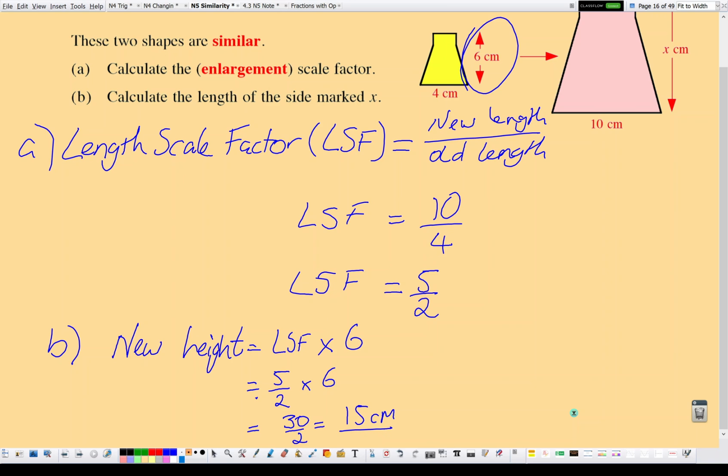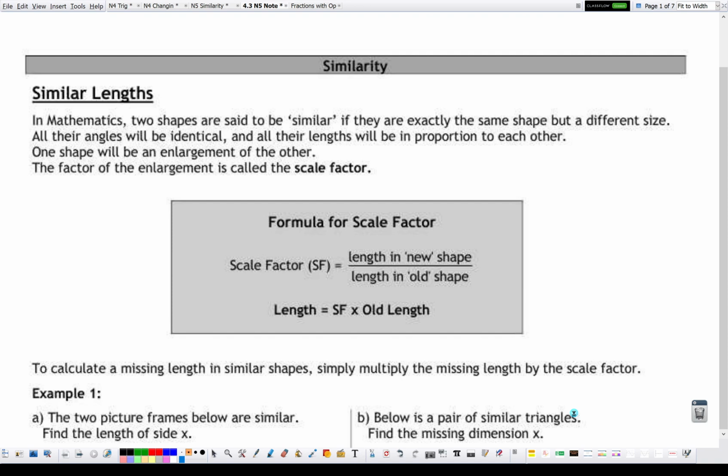Okay, so we're finding what the scale factor is, and then we're just taking that scale factor and multiplying it by the other length. That's pretty much all we're doing here. Let's try some for our own. I do want us to draw these shapes out, draw the pictures, and do the working just now. So we're going to jump to our actual notes.